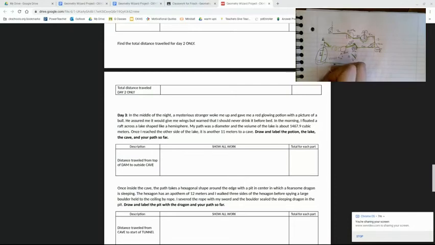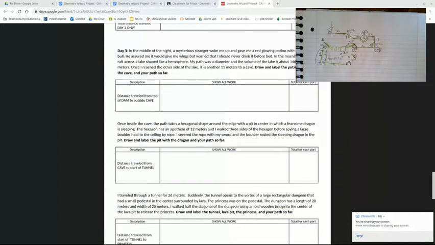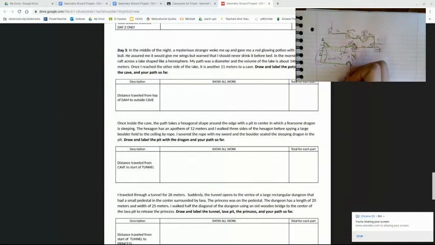So this guy's 11 meters. And here's my little cavey thing. Like I said, be a better artist than me. Not hard, I promise. Once inside the cave, the path takes a hexagonal shape. Hexagonal. Ooh, a hexagon. So it looks something like that.